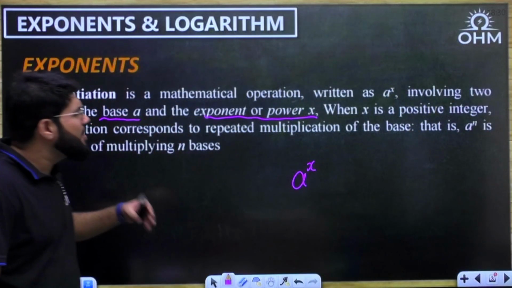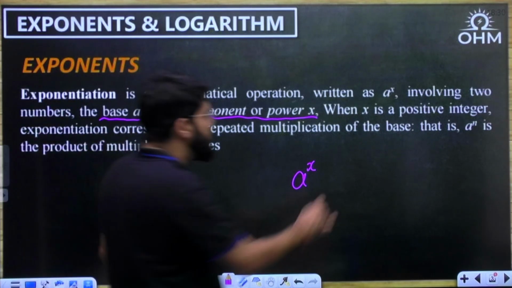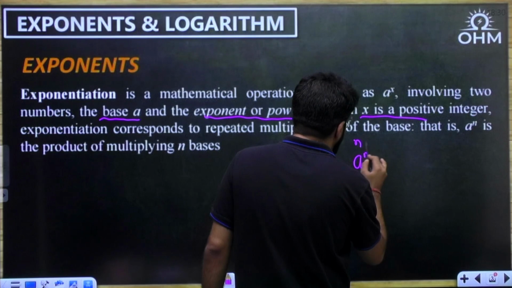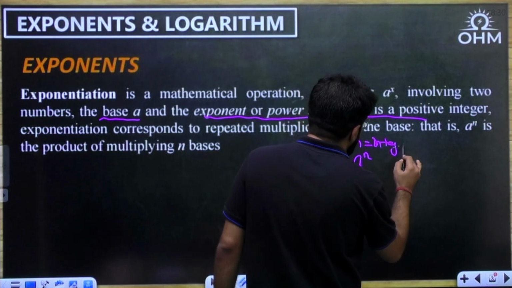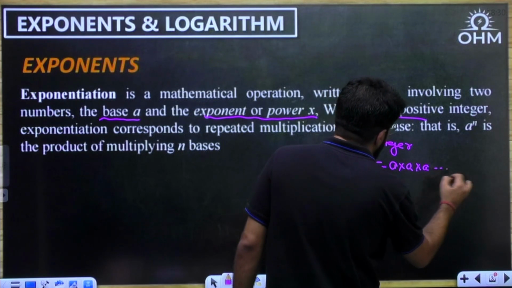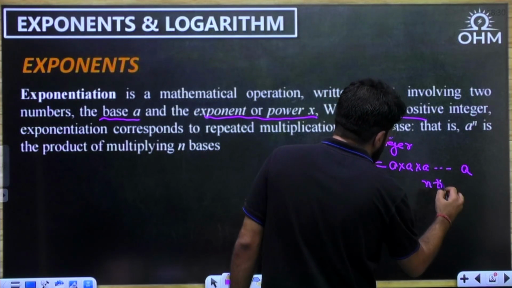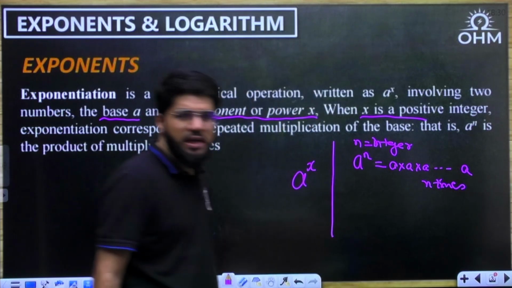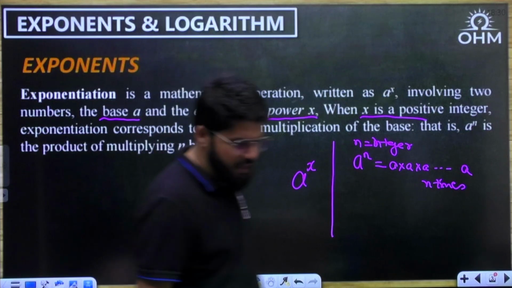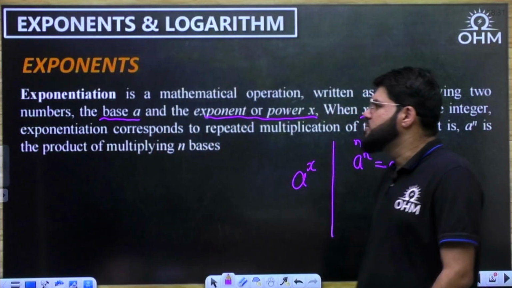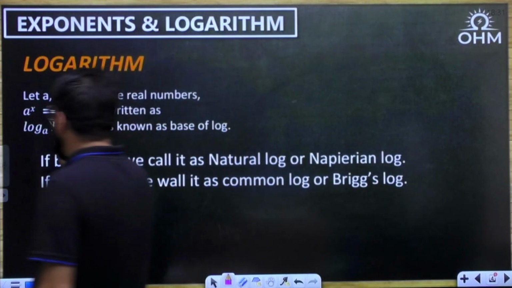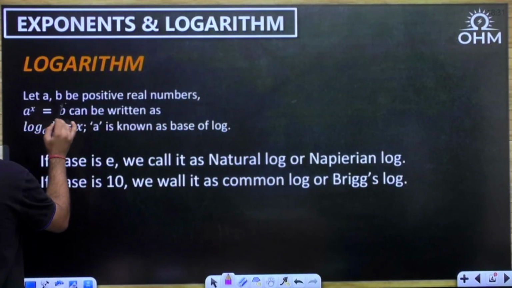Now, especially when the power is an integer, say if I talk about the case of a power n, where n is an integer, then it basically means repeated multiplication of a, n times. So when the power is strictly a positive integer, this exponent is nothing but the repeated multiplication of the number a, n times. Now if a power x is equal to b, the inverse of exponent we know is the logarithm function.